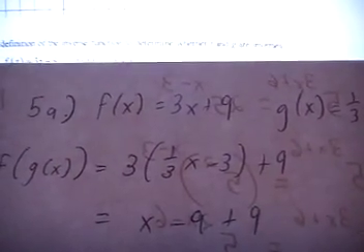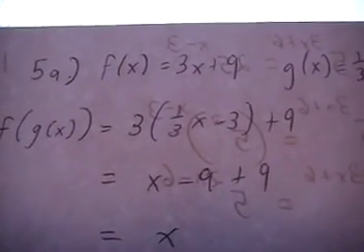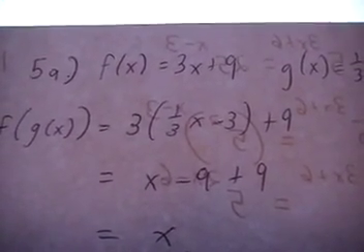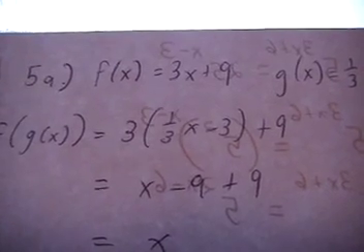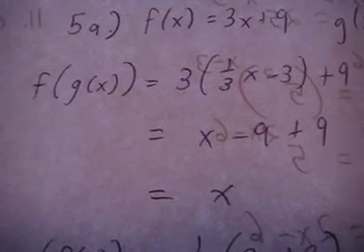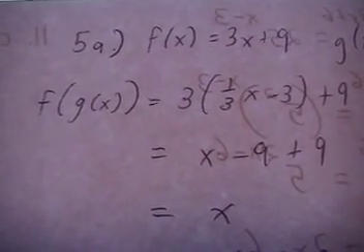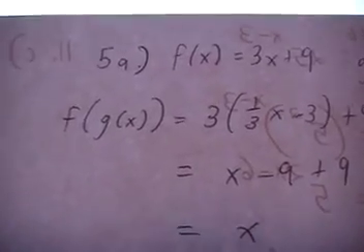Simplify that out by distributing the 3. 3 times 1/3 x would be 1x. 3 times negative 3 is negative 9, and you still have the plus 9 there. So then the negative 9 and the plus 9 cancel out, and it leaves us with just x. And that's what you hope happens if you want to have inverses.